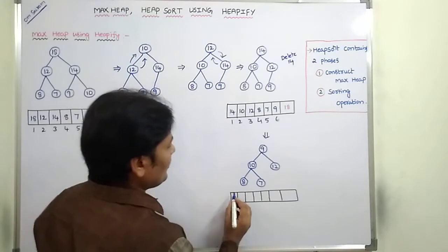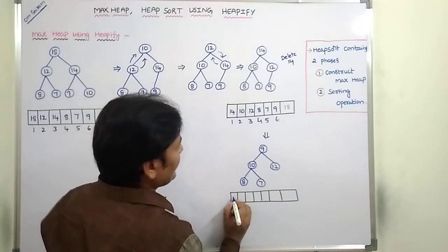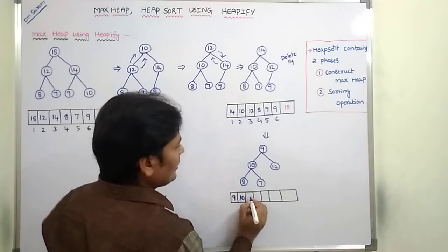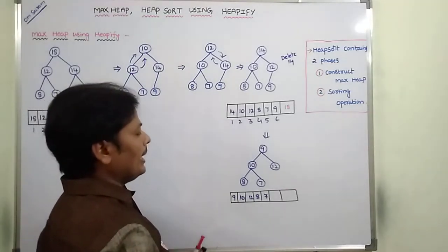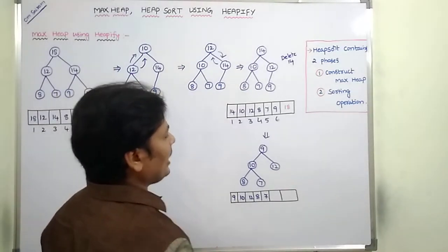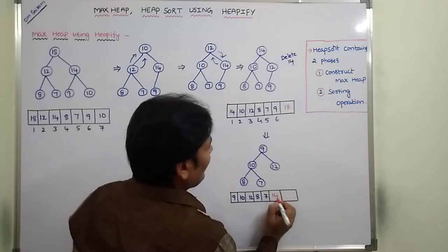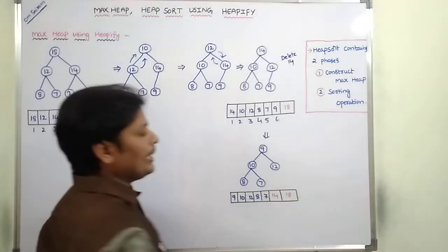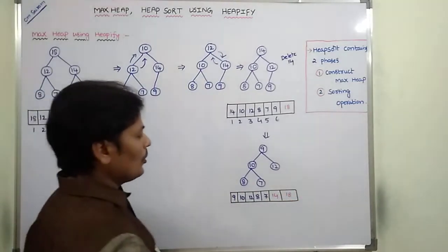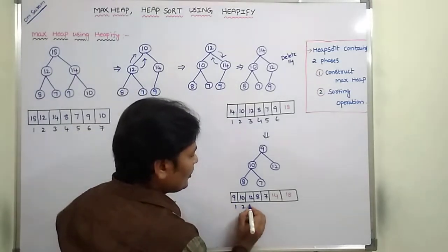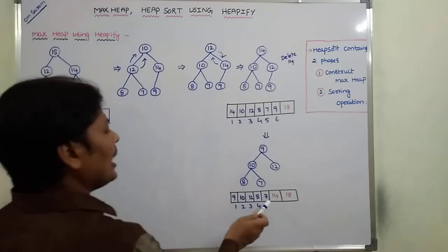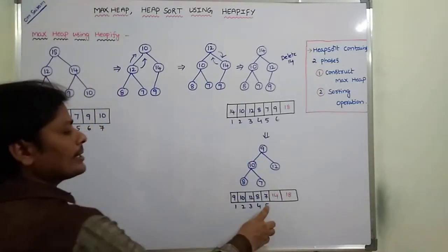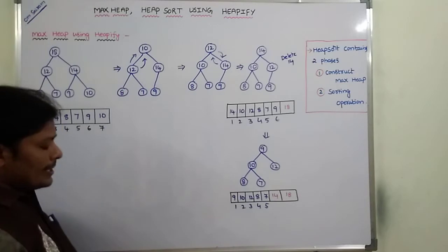So here 14 is already deleted. 9, 10, 12, 8, 7, and the deleted elements are 14 and 18. So these are the deleted elements. So now 1, 2, 3, 4, 5. Okay, so what is the last element in this tree? That is 7, index 5.